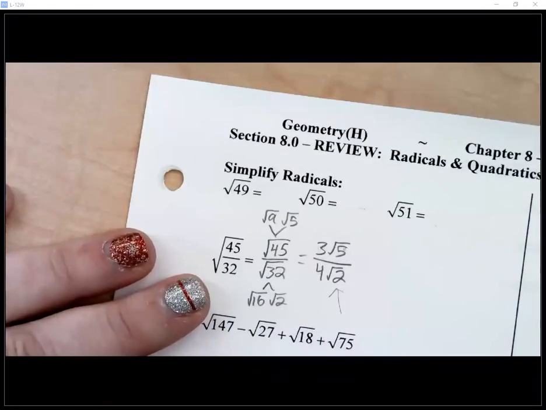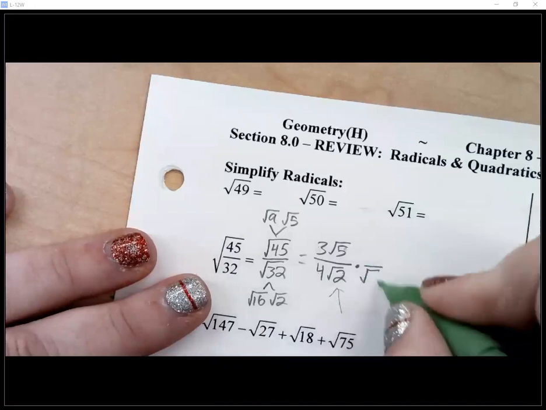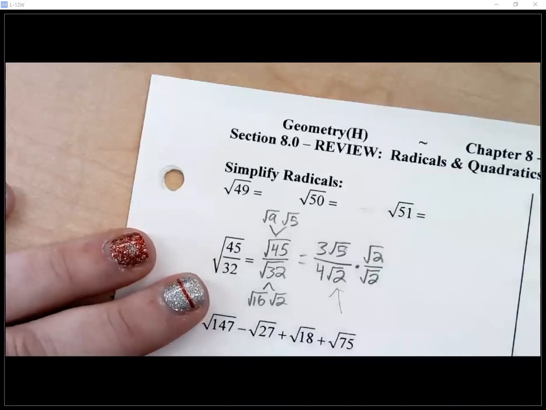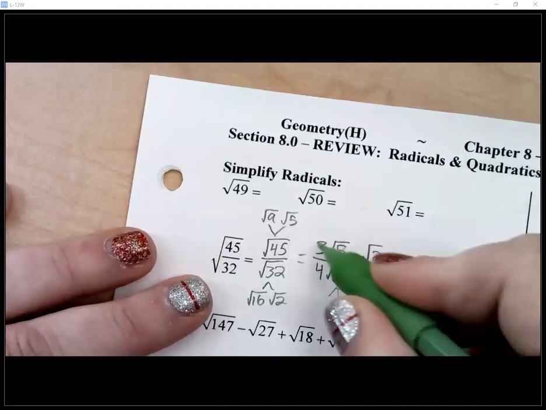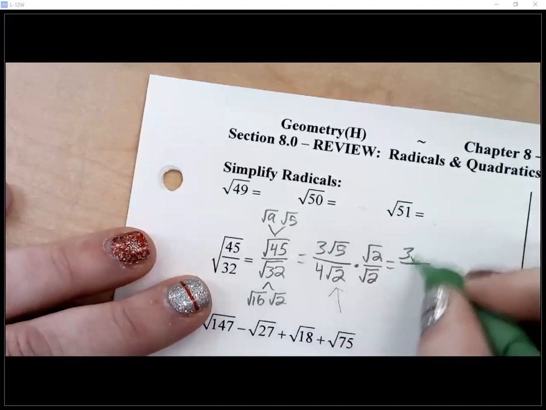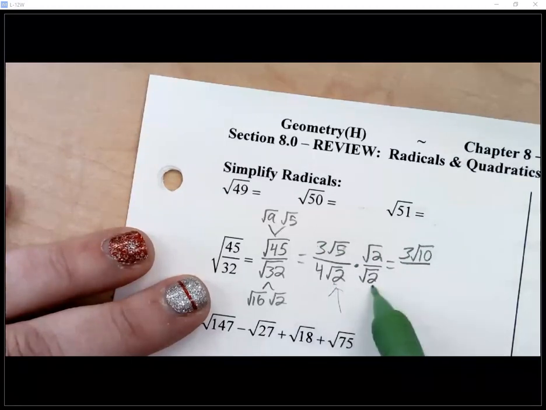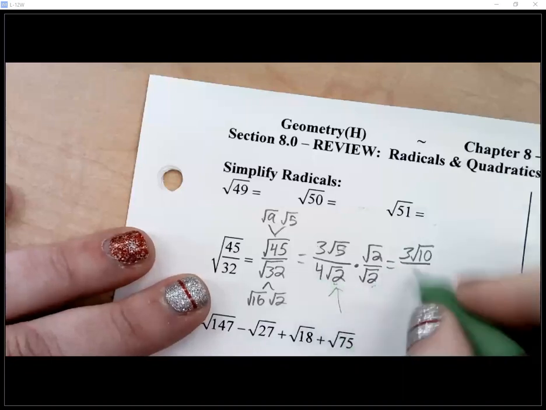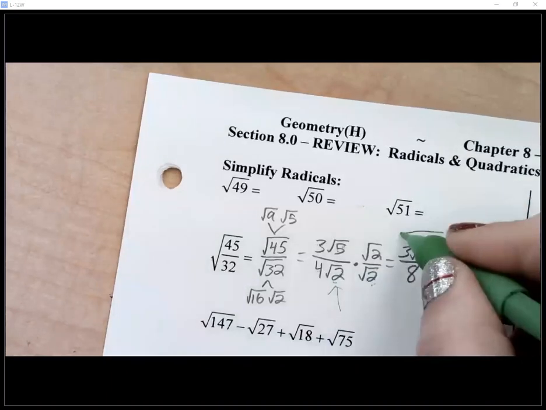Go ahead, Sam. So you multiply the top and the bottom by what? By root 2. Yes, you multiply by whatever that square root is on top and on bottom, which is really just multiplying by 1. So you're not changing its value or anything. But look what happens. On the top, you get 3 root 10. As long as things are both under the radical, you can multiply them together. So downstairs, root 2 times root 2 is just 2, right? And then 2 times 4 gets me an 8. So that is going to be your fully simplified answer.